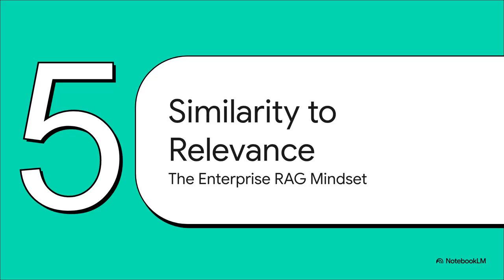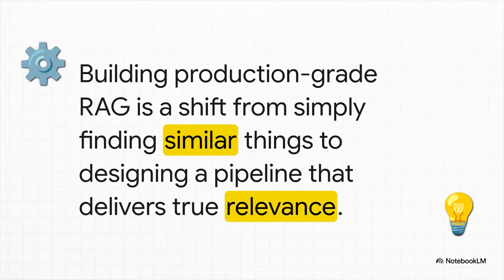When you really get down to it, getting enterprise RAG right isn't just about a new tool or model. It's a fundamental shift in how you think about the problem. It's about moving from a simple search for similarity to deliberately architecting a system for relevance. So if you remember just one thing from all this, let it be this. Building a production-grade RAG system isn't about finding similar stuff. It's about consciously designing and engineering a pipeline that, from the ground up, is built to deliver true relevance.